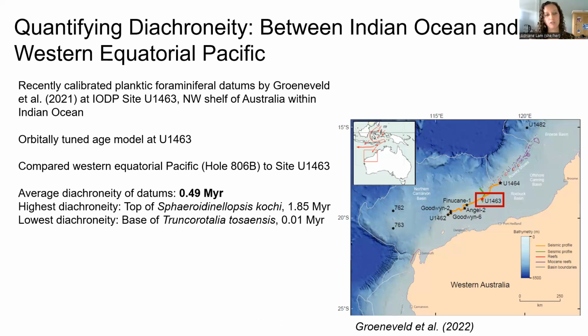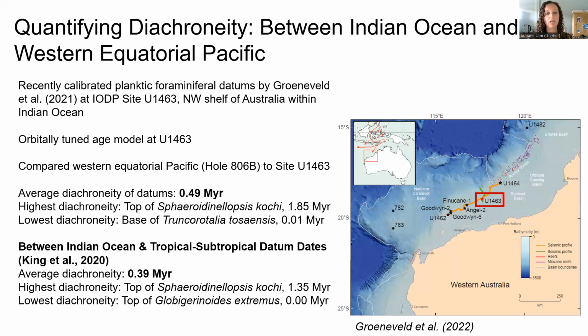So the average diachroneity of datums between our study, so site, hole 806B in the Western Equatorial Pacific, and site U1463 was about 500,000 years. Highest diachroneity was the top of Kochi at 1.85 million years. Lowest diachroneity was the base of Tosensis, which was nearly isochronous between the two at 10,000 years.